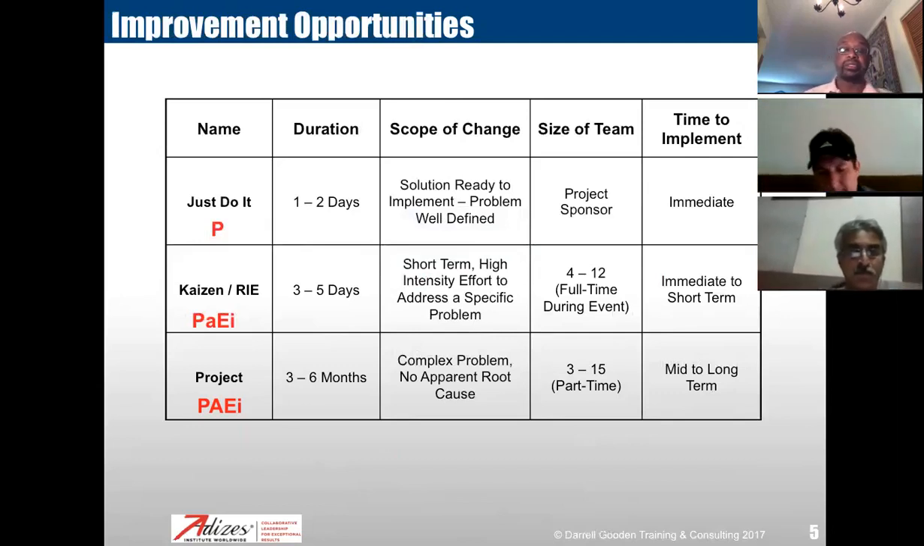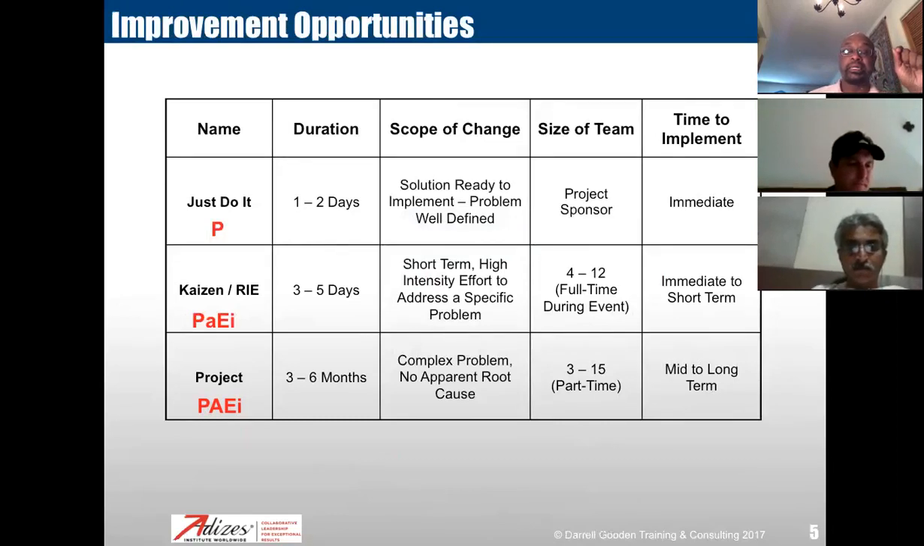Generally, 3 to 5 days. The more experience an organization has in conducting Kaizen, that 3 to 5 days shrinks to a half day to 2 days, something like that. Everybody with me? You guys okay?